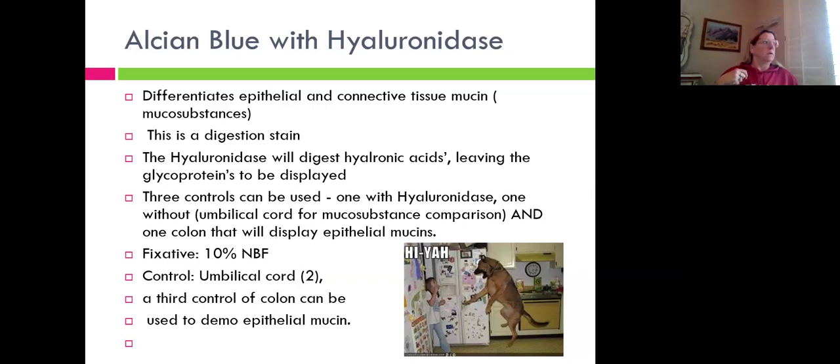So again, 10% NBF is our go-to. You're going to have 2 umbilical cords. So those are your 2: the one that has not been digested and the one that has been digested are umbilical cords. Then you're going to have a 3rd slide, which is colon, that's going to demonstrate your epithelial mucins. Those are your controls. Then you're going to have 2 patients as well.